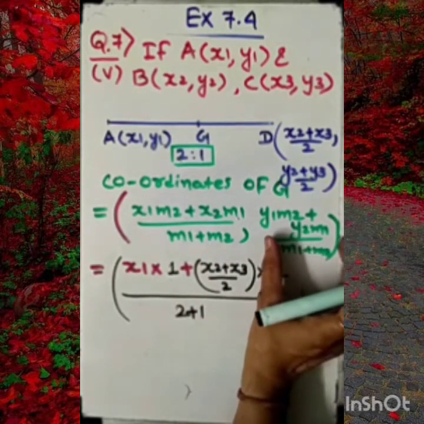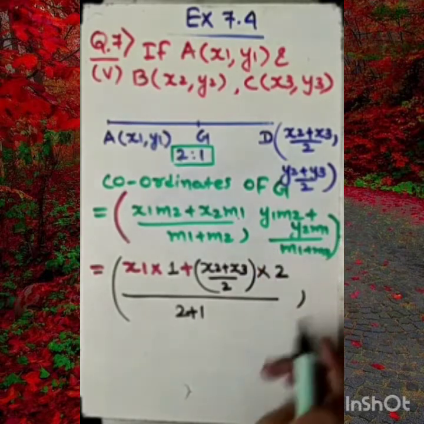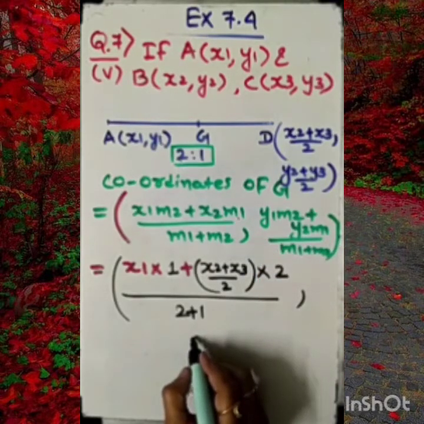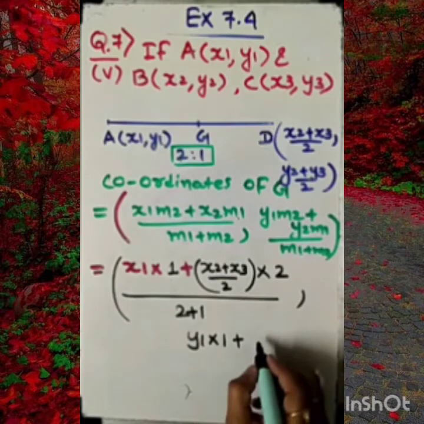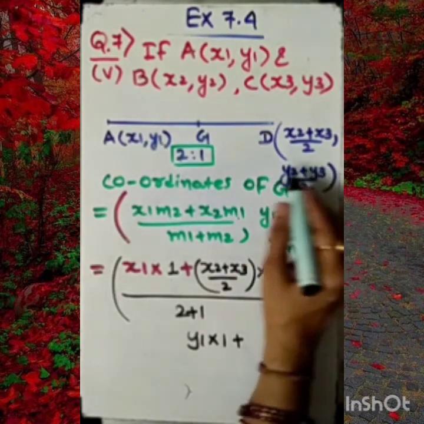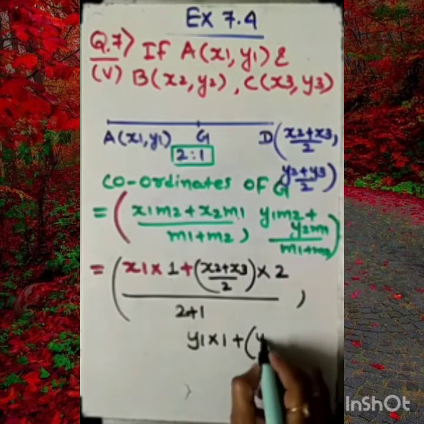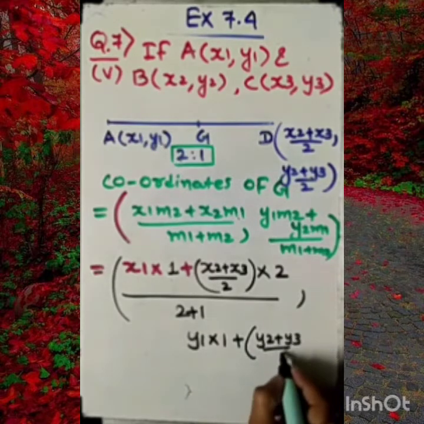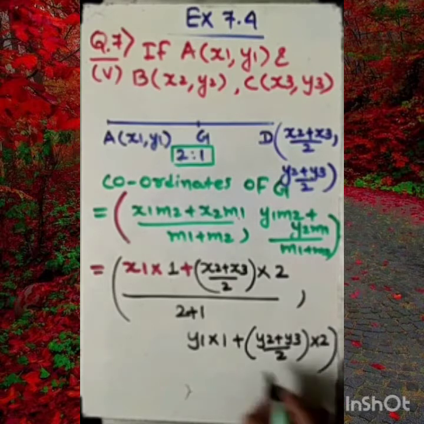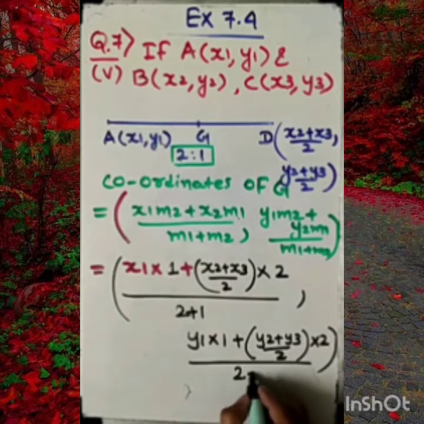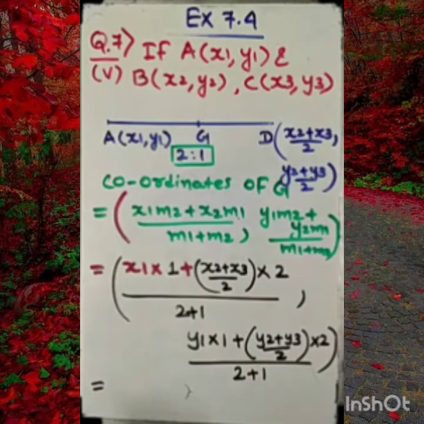Let's work out on this now. Okay, focus on this. So what is y1? Of course y1 is y1. Let it be as it is. m2 is 1. Okay, y2, what is y2? You see, this is y2. y2 plus y3 divided by 2, into m1, that is 2, over m1 plus m2. So dear student, here 2 will be cancelled. What is left?